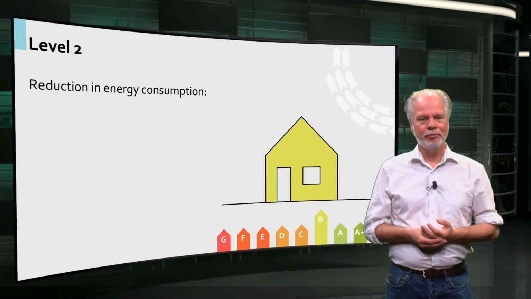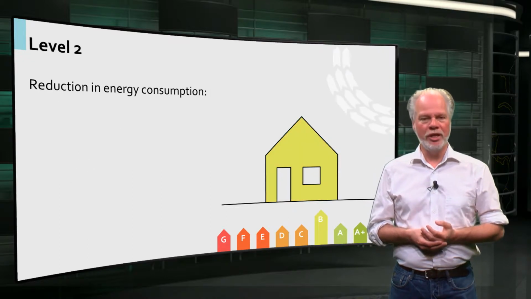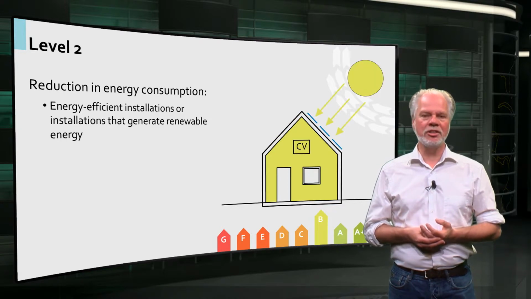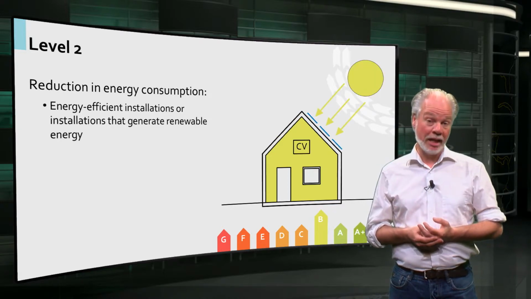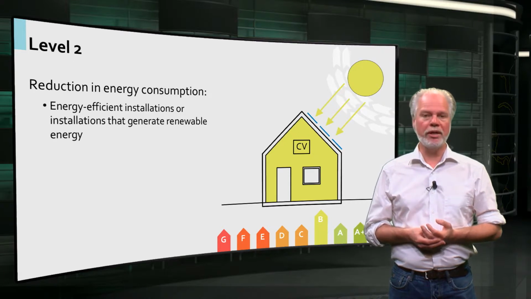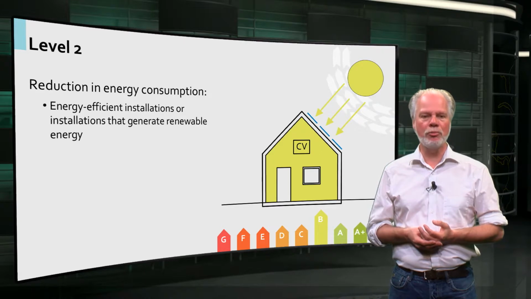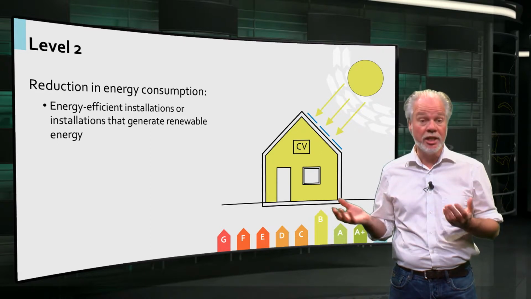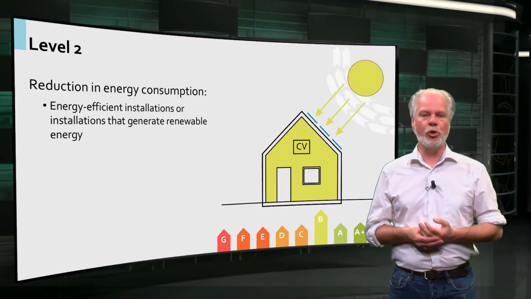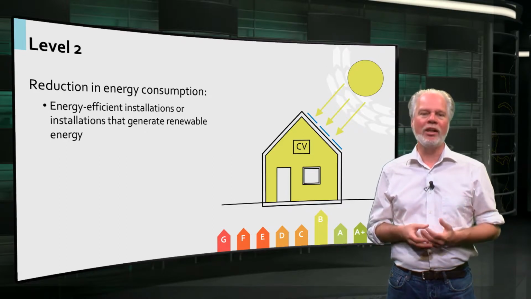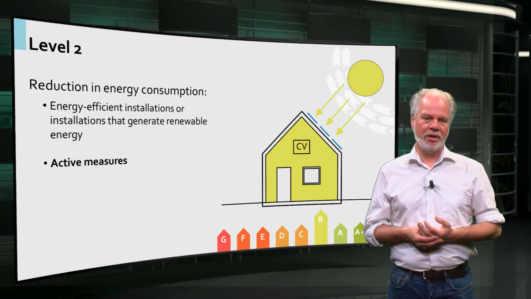Level 2 aims to achieve the greatest possible reduction of the need for energy. And one way of achieving this is by adding installations that generate renewable energy, such as solar panels or energy-efficient installations that make optimal use of residual heat and use that again for electricity production. And these measures we call active measures.